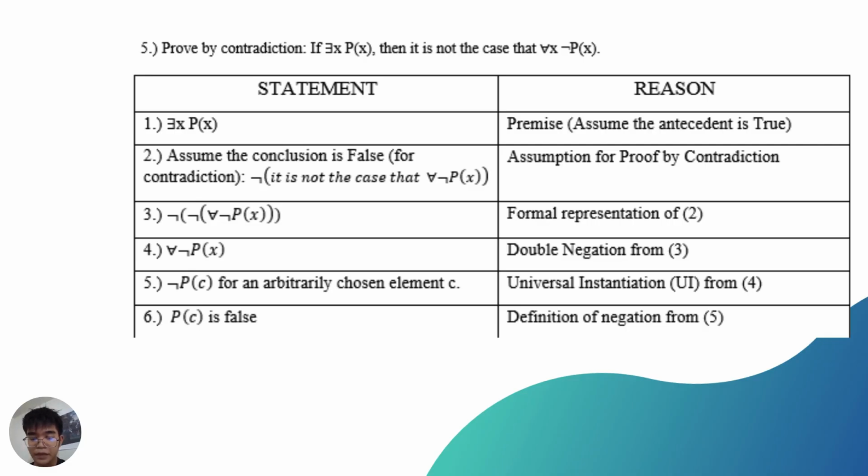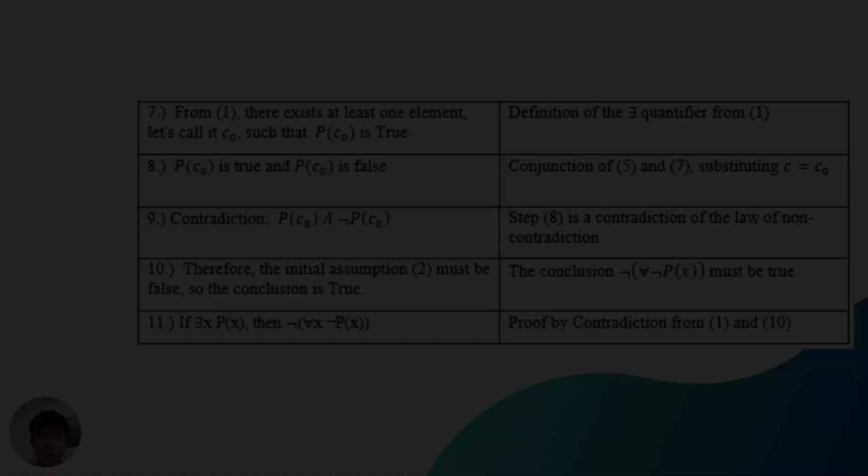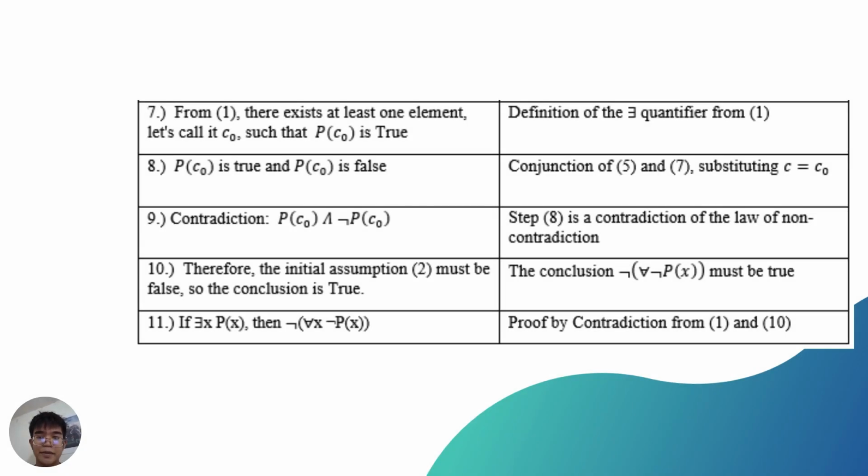Now, in our statement 6, p of c is false. The statement negation of p of c is the same as saying that the statement p of c is false. Now, this is the definition of negation from 5. Now, let's proceed to statement number 7.